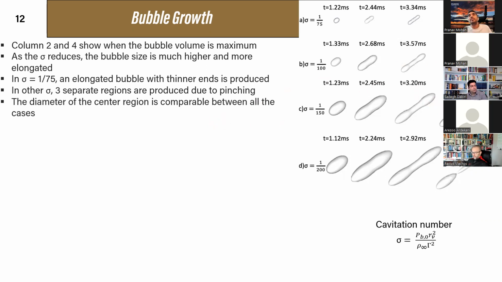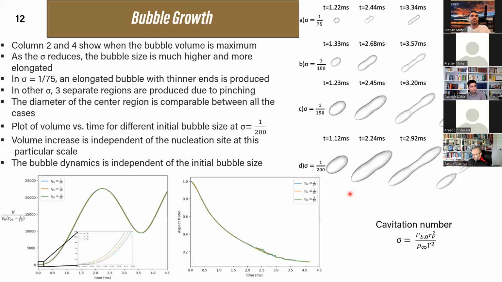The other thing that is interesting to notice is that the diameter at the center of the bubble remains kind of constant. So you can see how the radial growth of the bubble is kind of the same. However, most of the growth takes place in the axial direction, in the direction of the line vortex.